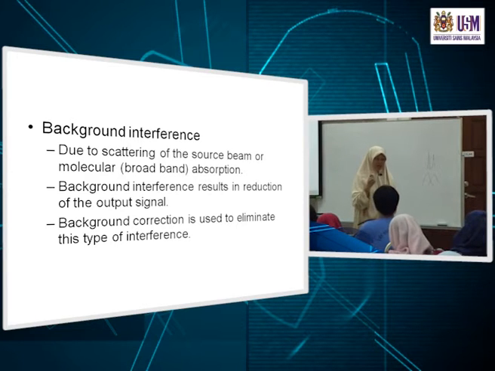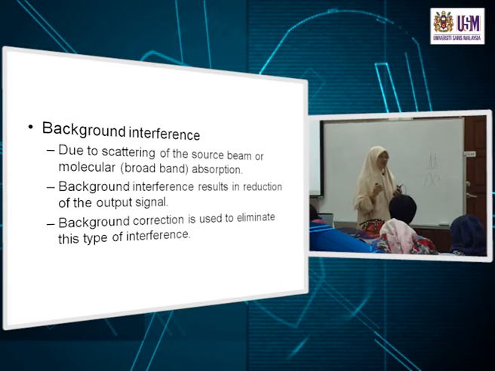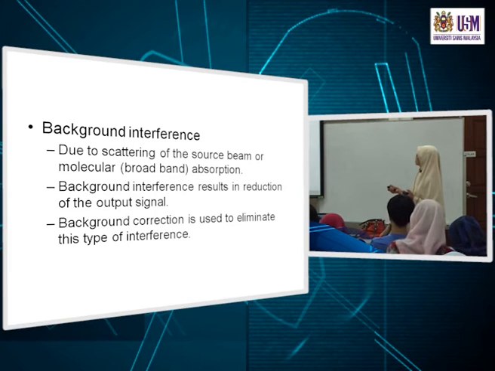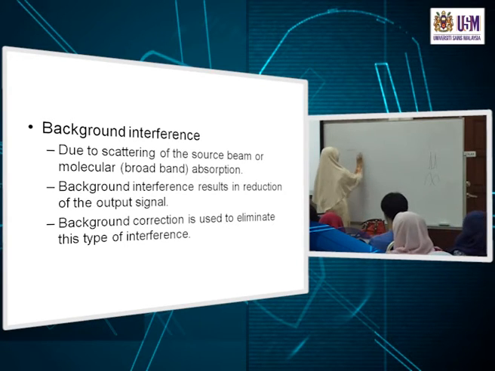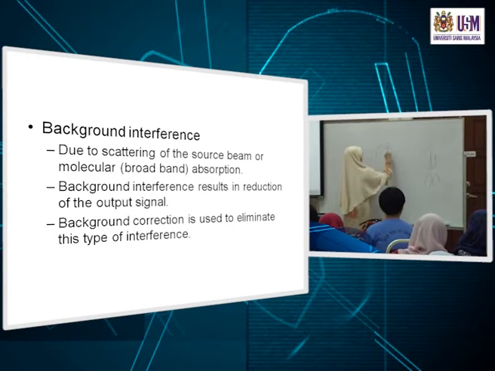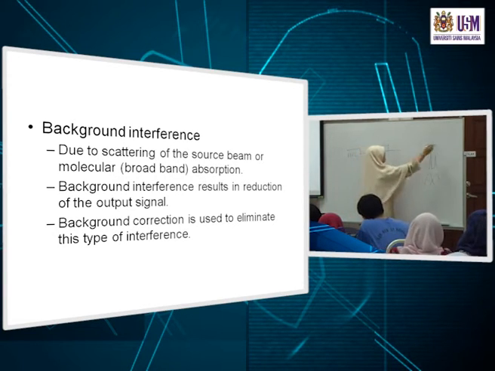It doesn't absorb the light, but it scatters. So if you don't understand scattering, please go and read it up, Google what the scattering process is. It's also some form of absorption. It absorbs the light for a while, and when it releases the light, it releases it in different directions. So it scatters it in different directions. So when scattering happens, the beam is scattered, and does not reach the monochromator, does not reach the detector.